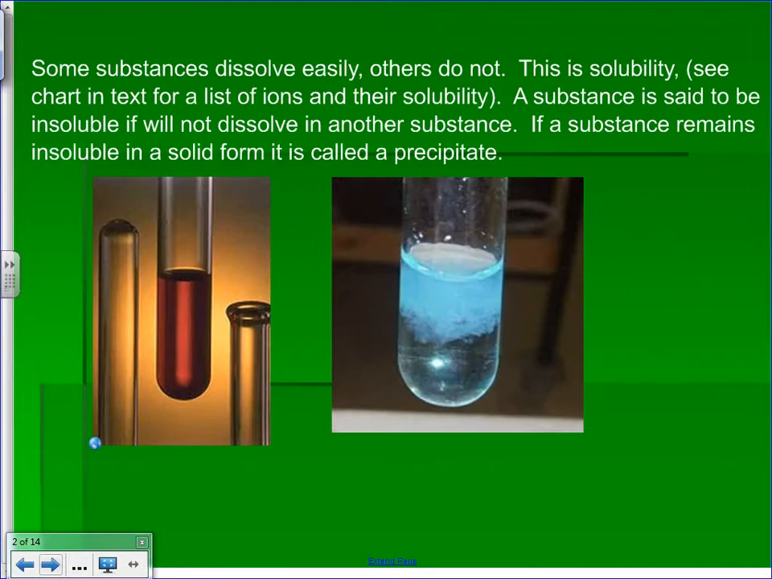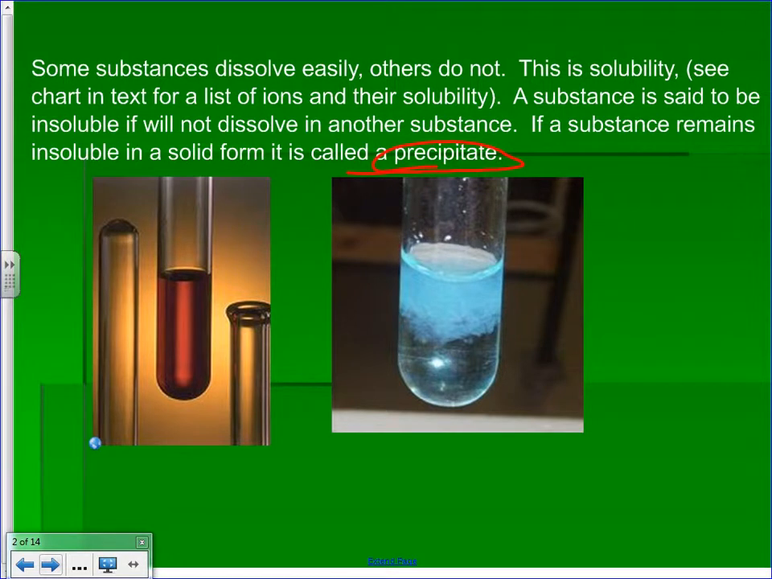All right, some substances dissolve easily. We know that. Some things you put in water and they disappear almost right away, and others do not. This is solubility. A substance is said to be insoluble if it will not dissolve in another substance. If a substance remains insoluble in a solid form, we call it a precipitate.